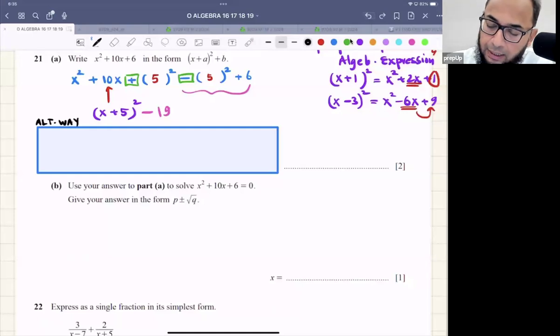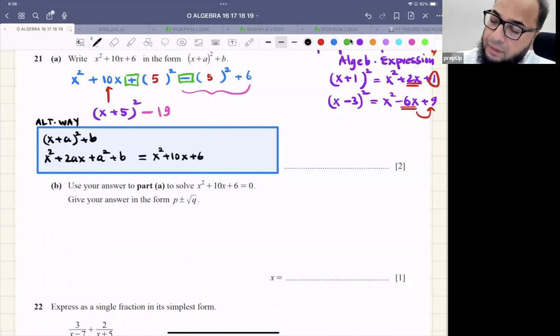That is x plus a whole square plus b expanded. That is x square plus 2ax plus a square plus b. And now compare it with x square plus 10x plus 6. So now over here, this 2a is the coefficient of x, and this 10 is the coefficient of x. So 2a is equal to 10, therefore a comes out to be 5.